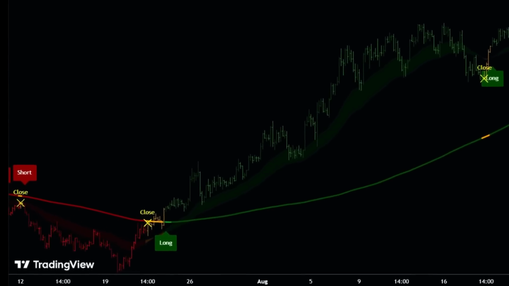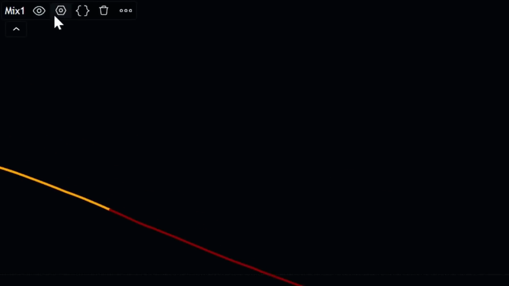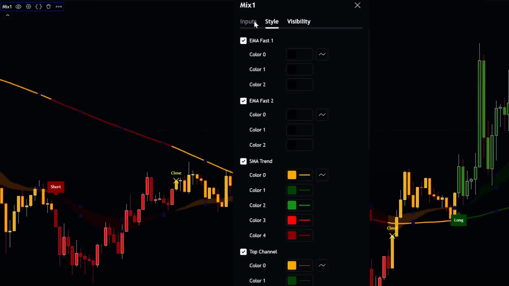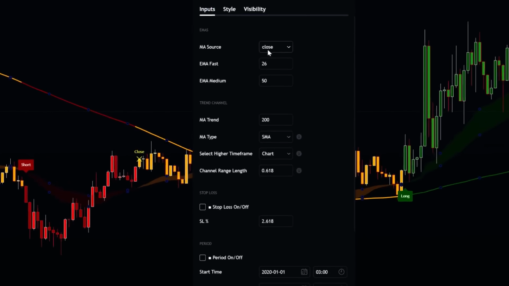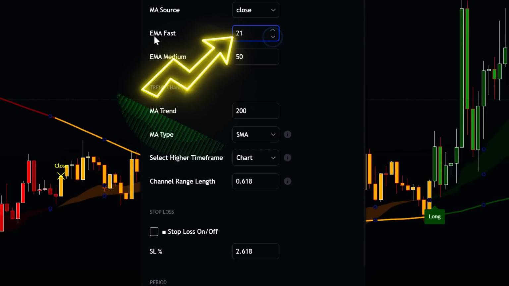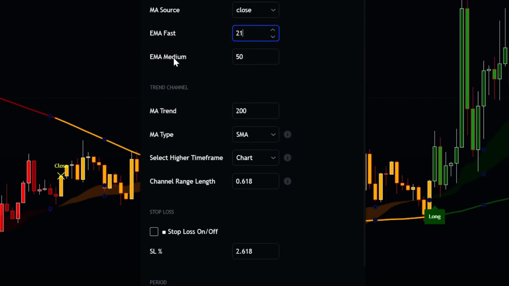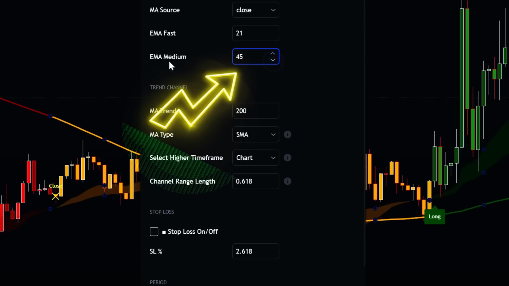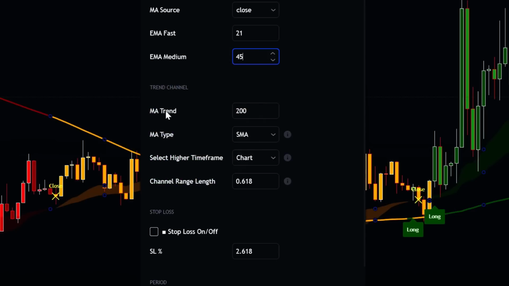All we need to do is tweak a few settings to fine-tune it. First, head over to the input section. Here, you'll want to change the fast EMA to 21, which makes the indicator more representative to price changes. Next, set the medium EMA to 45 to smooth out the data. Ensure the MA type is set to EMA, short for exponential moving average.